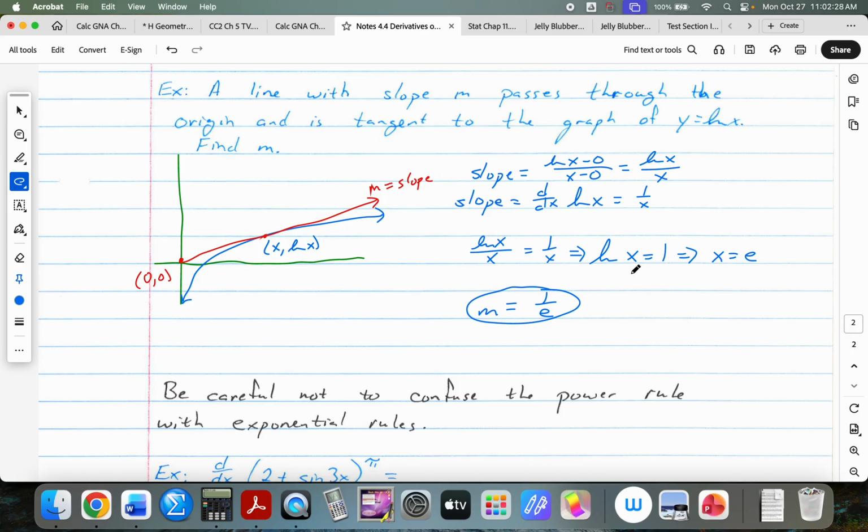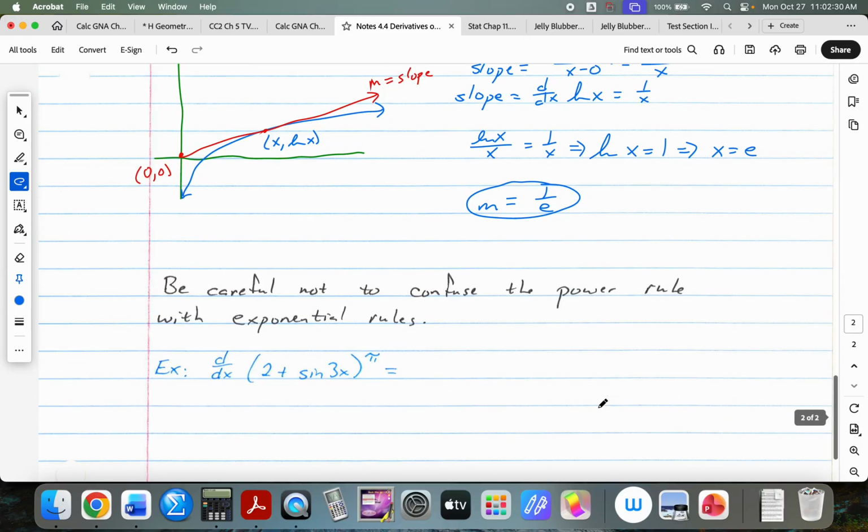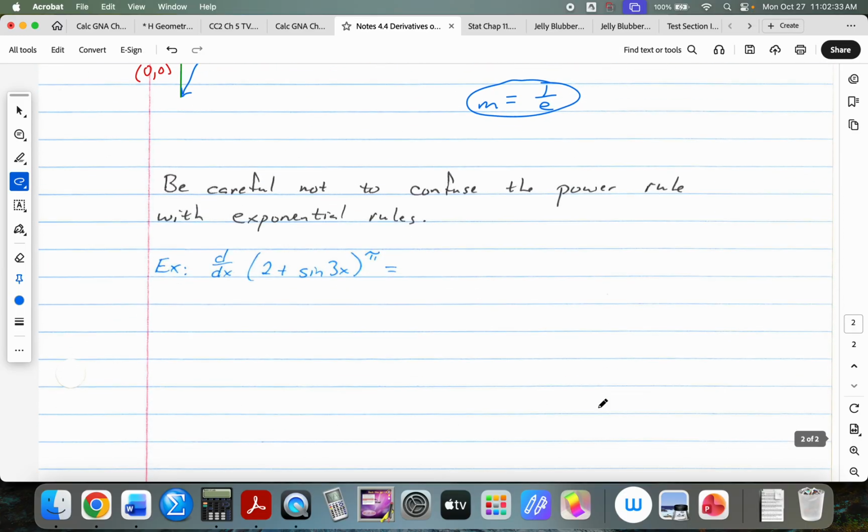And then one thing to be careful of, don't confuse the power rule with exponential rules. So this particular problem is not an exponential problem. This is just a power rule problem. Now, it's a little ugly. We normally have integer or simple fractions for the power, but pi is a constant.